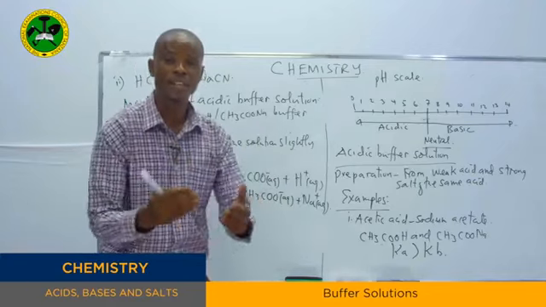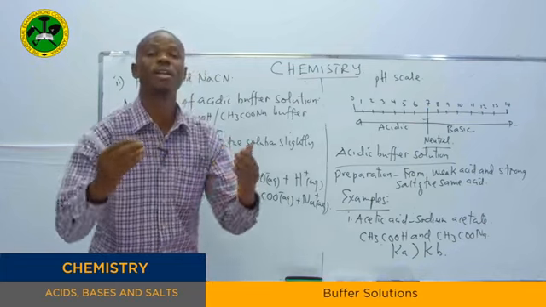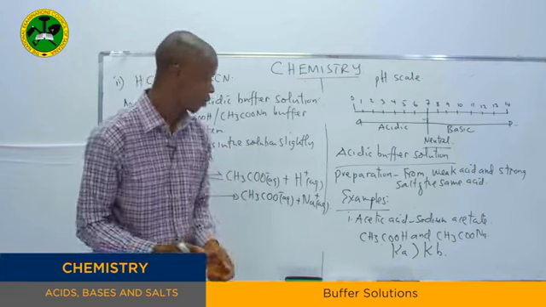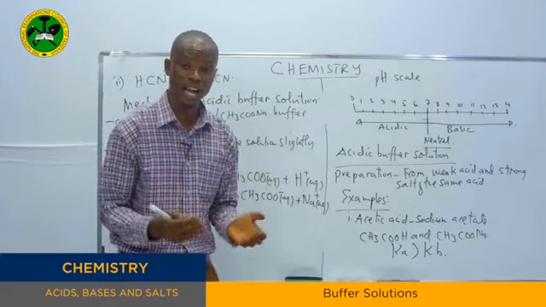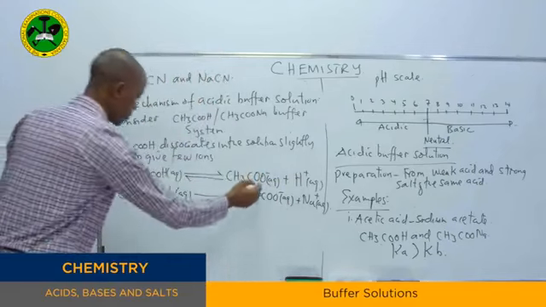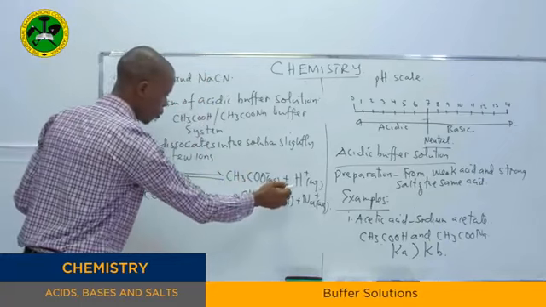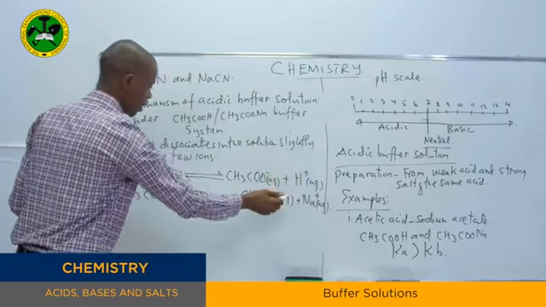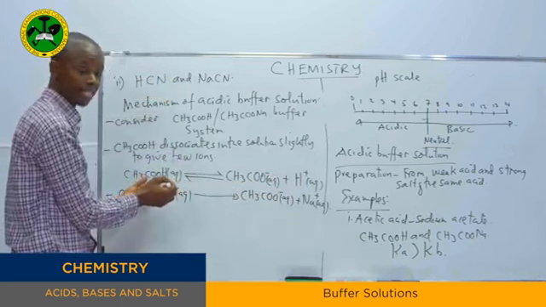So in that way, the pH of the solution will remain fairly constant because the concentration of hydrogen ions will also remain fairly constant. So from here, the acetate ions will combine with these ones to give back the acetic acid.